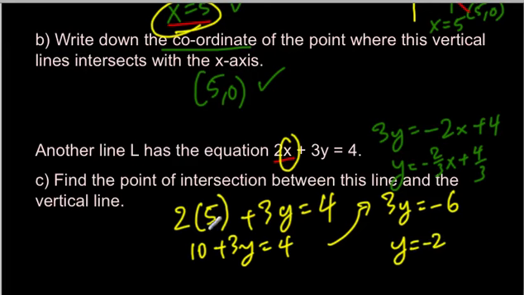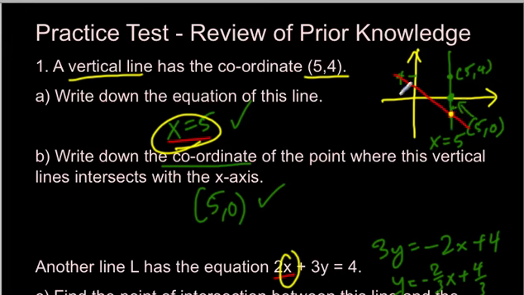So the solution is x is equal to 5, which we got from there, and y is equal to negative 2. So the coordinate is 5, negative 2, and that's our solution. That's the point of intersection. So 5, negative 2 is this point right here, where the red line, this line L, intersects with the vertical line right there.